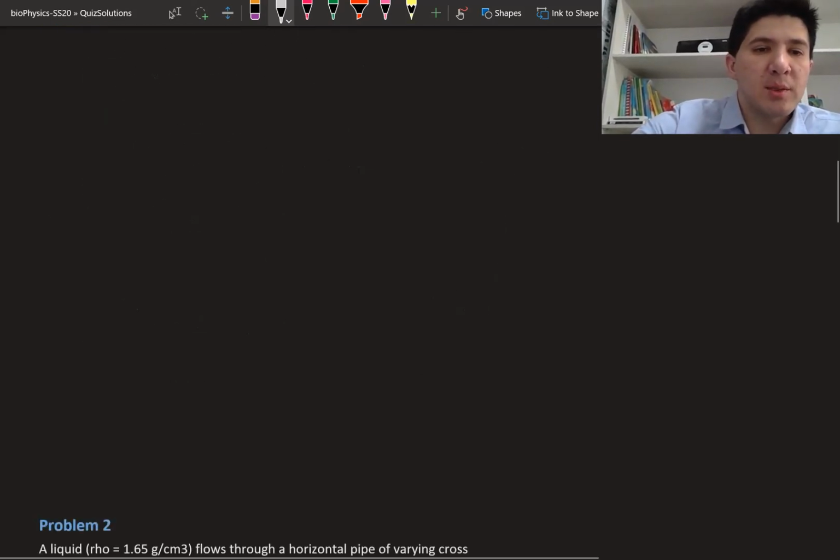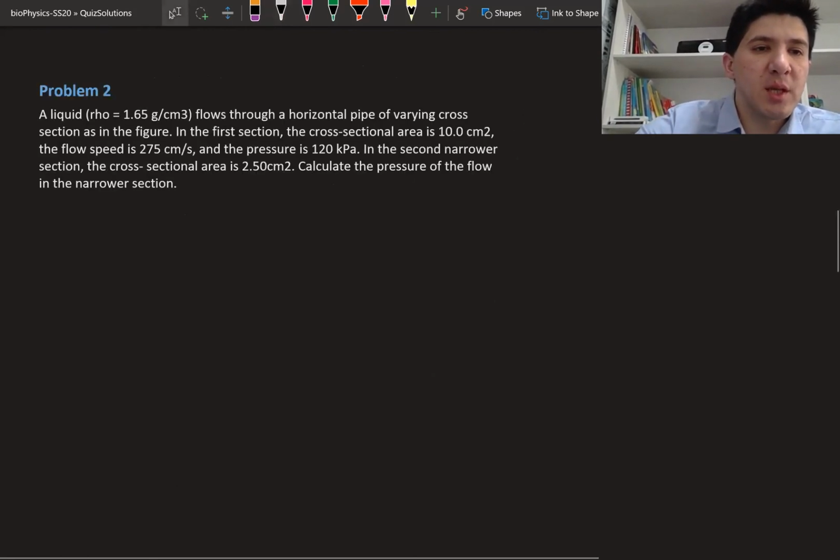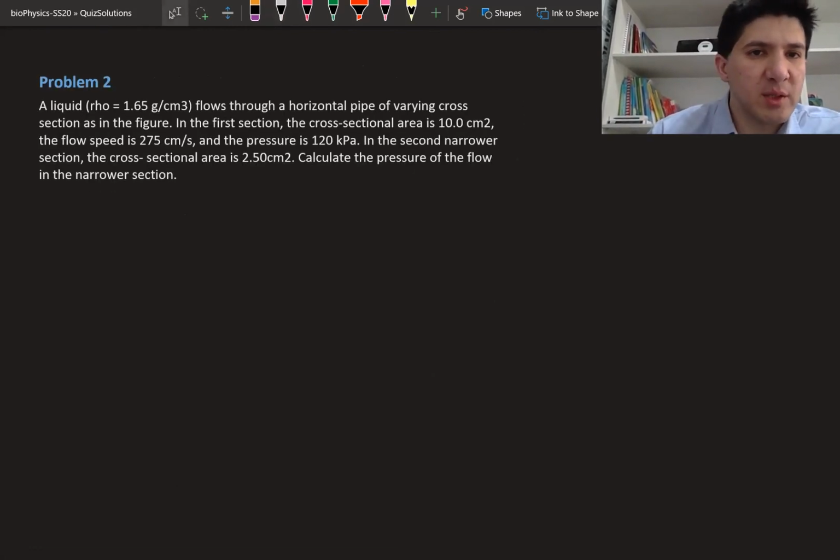Okay, so let's go to problem number 2. I think it's very similar to the previous one. A liquid flows through a horizontal pipe with varying cross sections. In the first section, the cross-sectional area is 10, the flow speed is 275, and the pressure is 120 kilopascals. In the second, narrower section, the cross-sectional area is 2.5 square centimeters. Calculate the pressure of the flow in the narrower section.